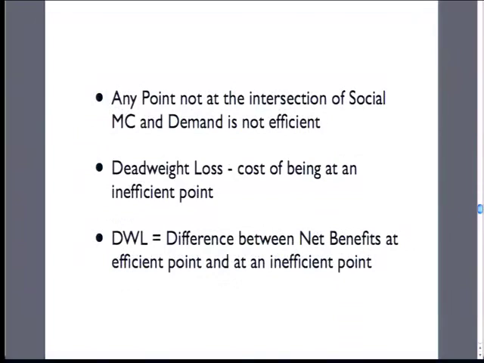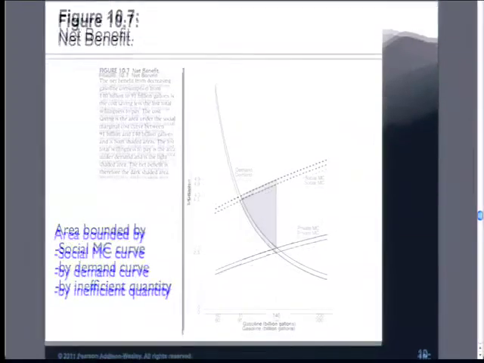So we're going to look at this welfare analysis, this dead weight loss triangle. So we're going to say any point where we're not at the intersection of social marginal cost and demand is not an efficient point. And our dead weight loss is the cost of not being at an efficient point. So the dead weight loss is the cost of being at an inefficient point minus that for being at the efficient point. And we'll do this graphically, okay?